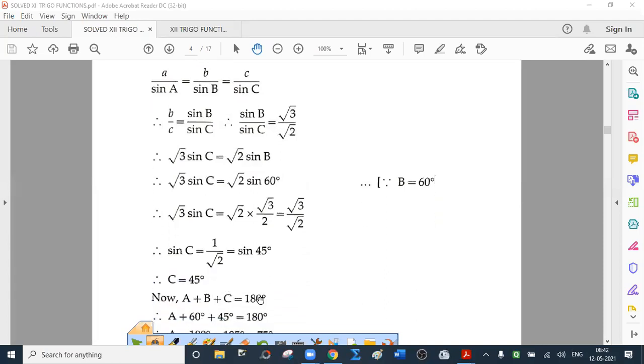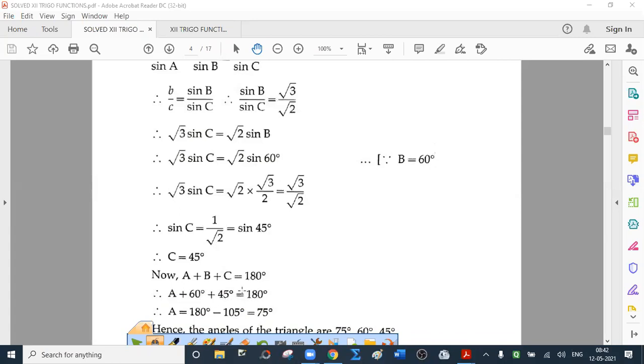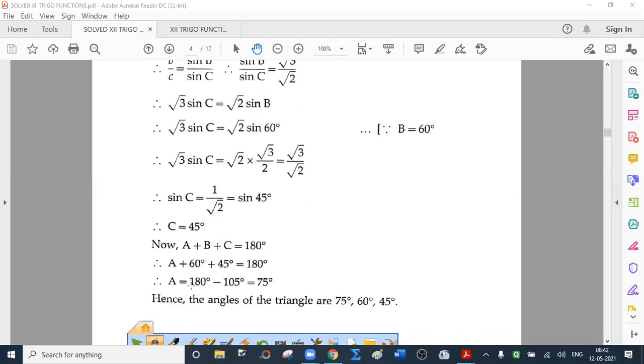Now A plus B plus C is 180 degrees. B and C are known. So from this, what is angle A? Angle A is of measure 75 degrees. So the angles of a triangle are what? 75 degrees, 60 degrees and 45 degrees.